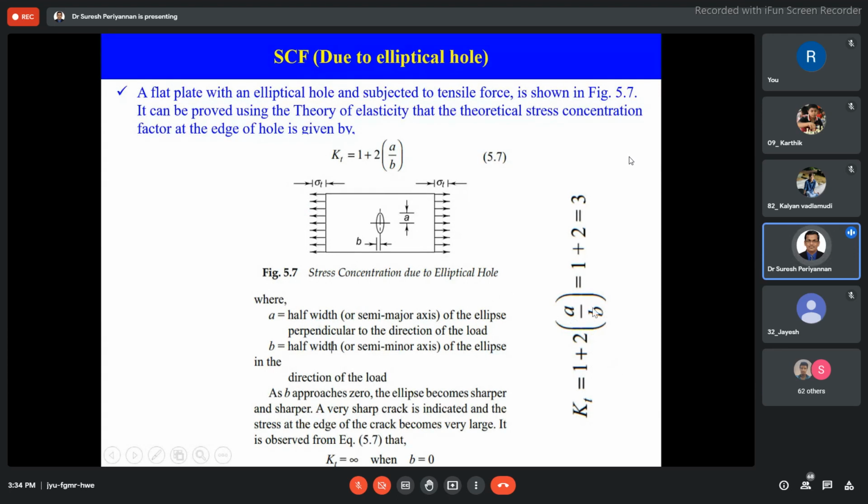3. But when B is going to be 0, for example a line, one small vertical crack, with no major axis and no minor axis, then what will happen? We can consider the major axis as one vertical line crack. Then the B dimension is going to be close to 0, and there will be more stress concentration. We may say it is infinite when B is equal to 0.